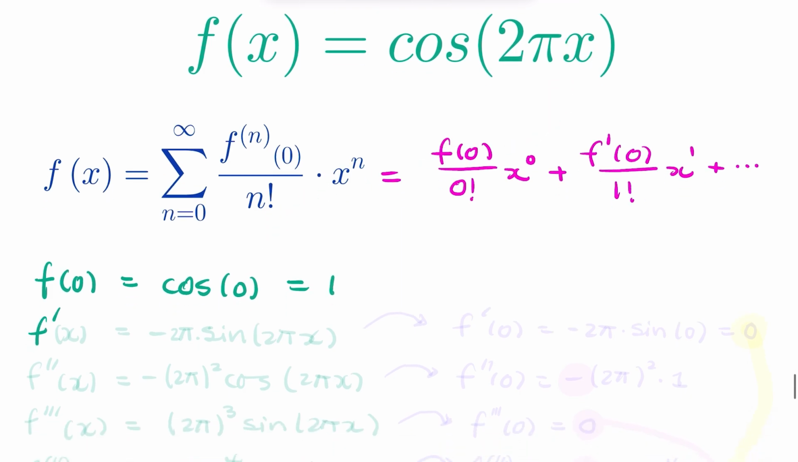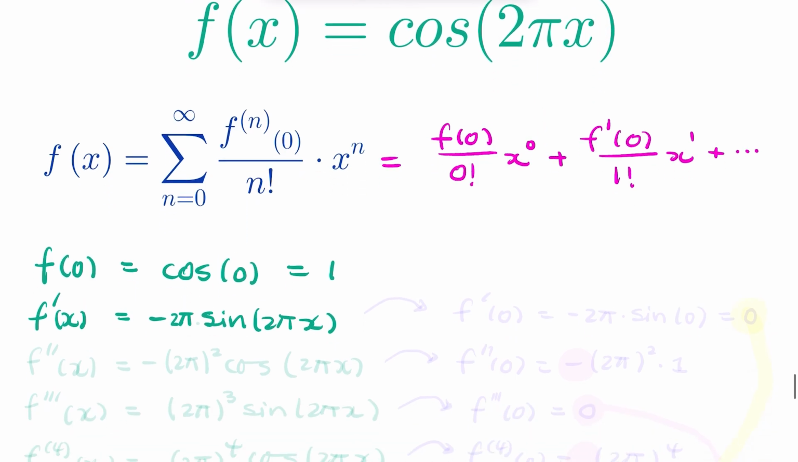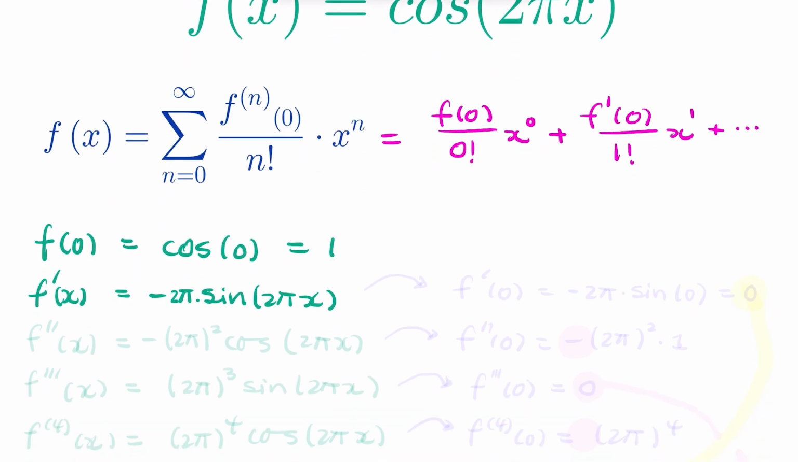Now the first derivative of cosine 2pi(x) will be minus sine 2pi(x) multiplied by the derivative of the argument, so that's multiplied by 2pi. So that's our first derivative, and if you were to substitute x equals 0, we have f dash of 0 is minus 2pi times sine 0, which happens to be 0.